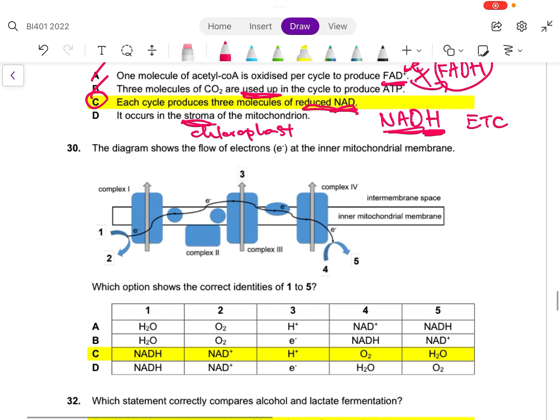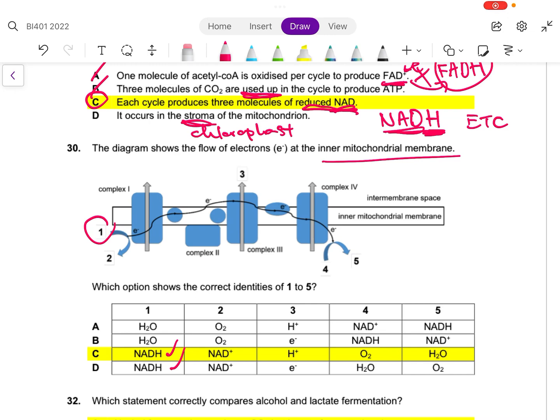Let's look at question 30. And then another energetics question. The diagram shows the flow of electrons at the inner mitochondrial membrane. Which option shows the correct identities of 1 to 5? Okay, this is in the inner mitochondrial membrane, so it's cellular respiration. What is 1? 1 has to be NADH. Okay, so C and D are possible.